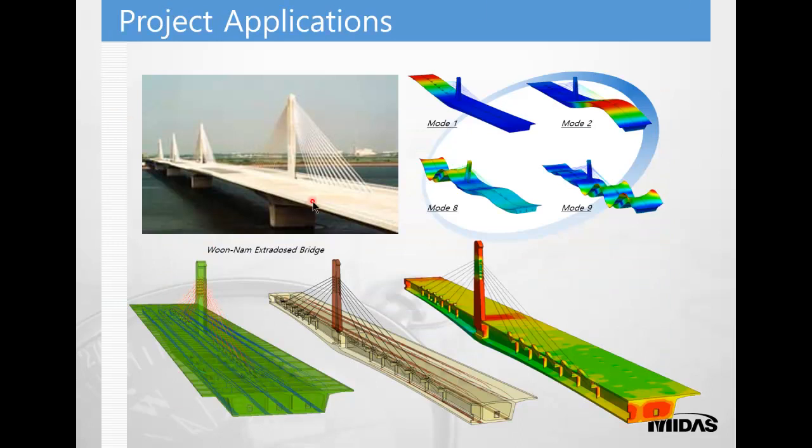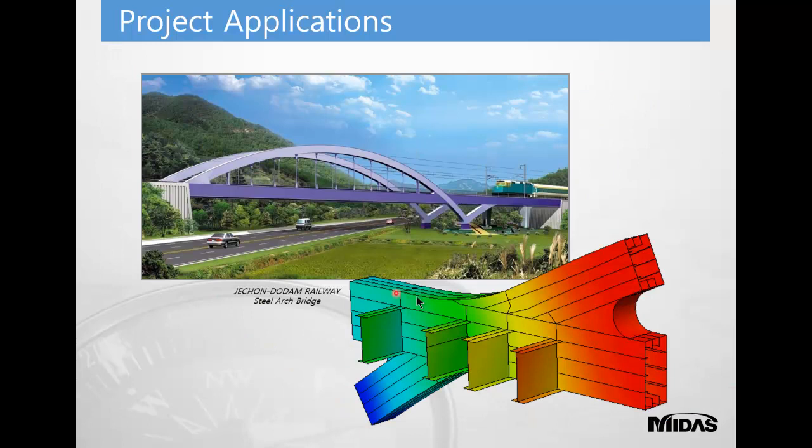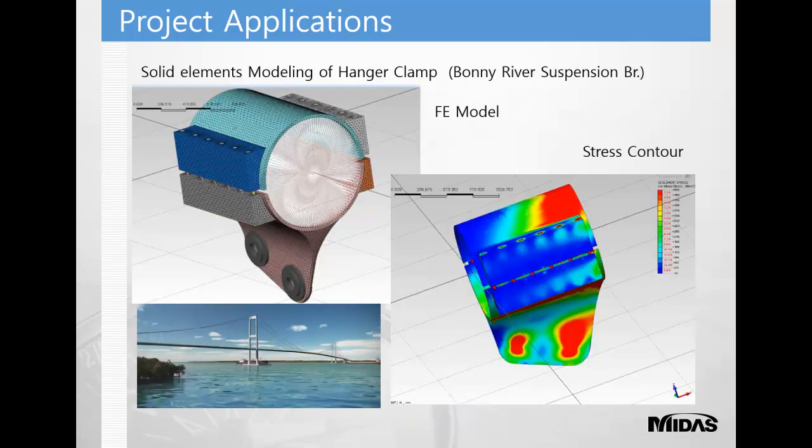There are some project applications which are done using MIDAS FEA. One you can see is this extradosed bridge. Here MIDAS FEA was used for a single pier. It was analyzed in MIDAS FEA for checking the detailed stresses at this critical location, and the dynamic analysis was also performed. Similarly here you can see. Next we have this steel arch bridge, in which only a portion of the bridge was analyzed using MIDAS FEA for detailed analysis, detailed stress concentration at these locations.